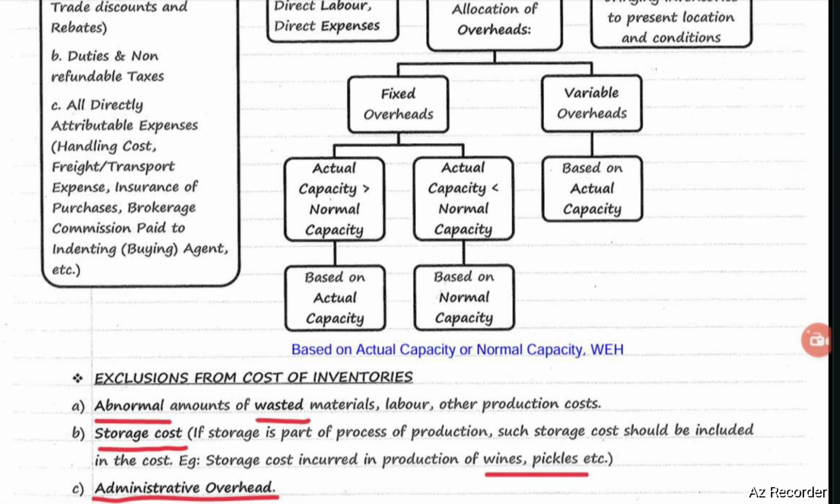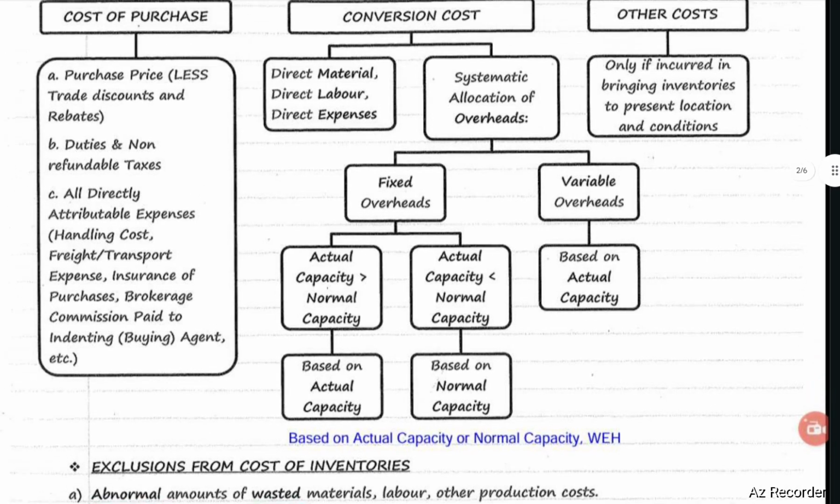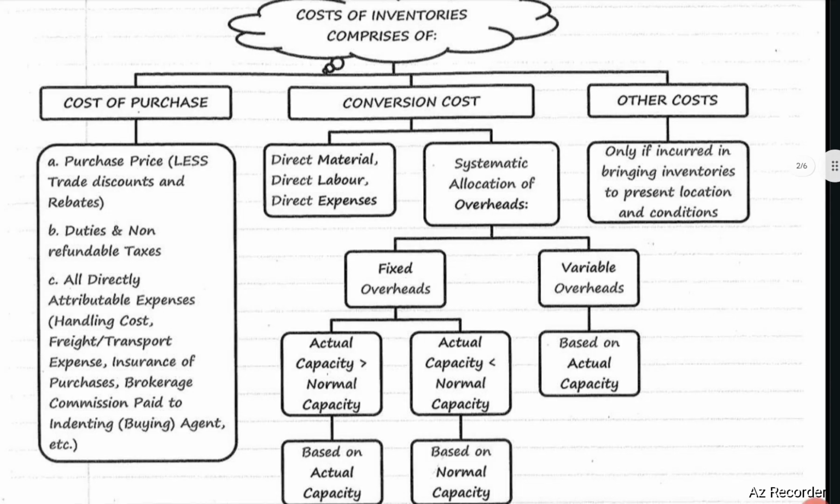If actual capacity is more than normal capacity, fixed overhead allocation will be done based on actual capacity. If actual capacity is less than normal capacity, fixed overhead allocation will be done based on normal capacity. Next, cost of inventory includes other cost also. Other cost means costs which are incurred in bringing inventories to their present location and condition.